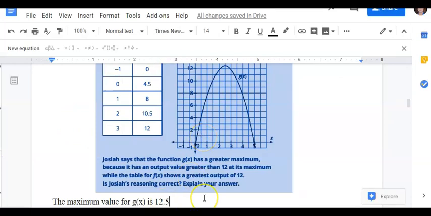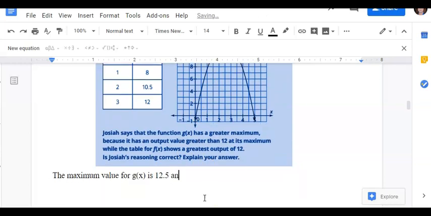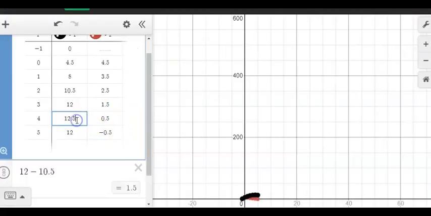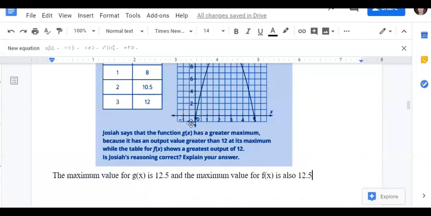All right, so the maximum value for g of x is 12.5, and the maximum value for f of x, that was the one in the table, is also 12.5, because we had the largest y value of 12.5 right here. See, it went back down again. Notice how we used differences to figure that out. We didn't use an equation. We didn't need to write an equation in the calculator. You can do that, but it wasn't necessary.